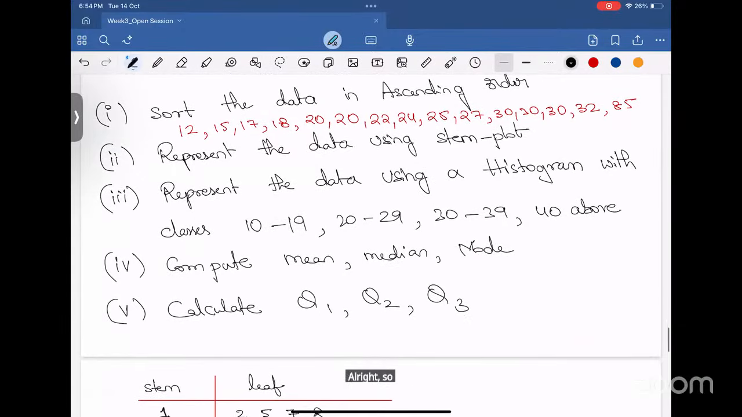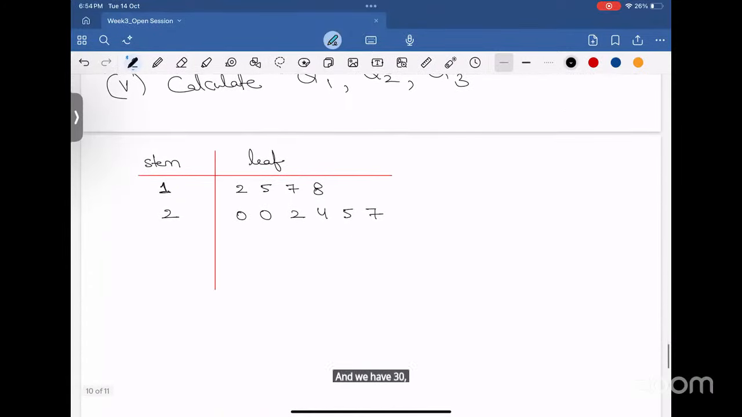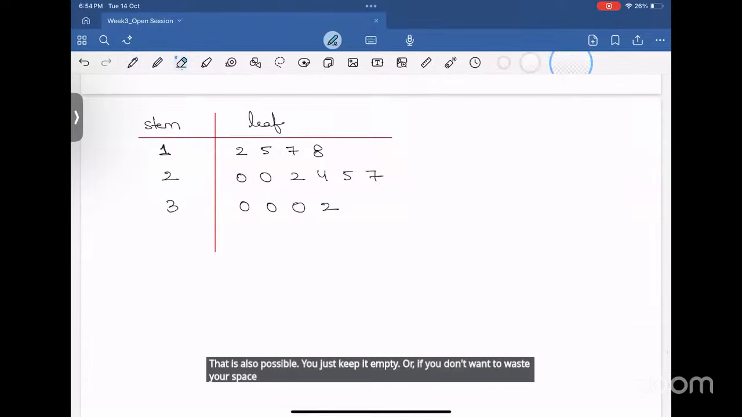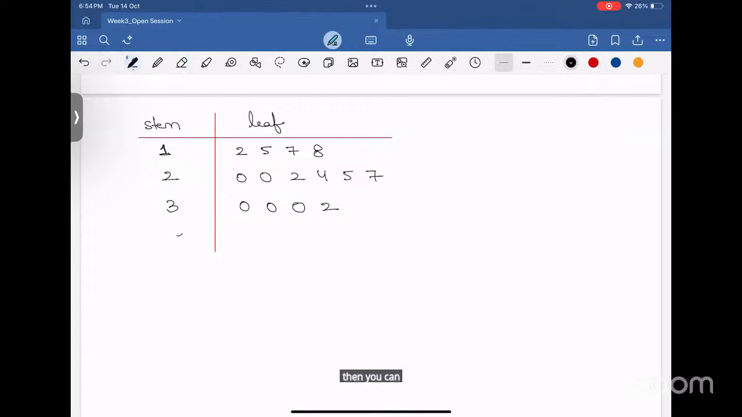Right, so then in 30s, the stem is 3, and we have 30, 30, 30, 32. So 0, 0, 0, and 2 will go in leaf. That's it. So 0, 0, 0, 2. And you can write 4 and just keep it empty. That is also possible. You just keep it empty. Or if you don't want to waste your space, then you can directly write 8, and there is 1 point. Okay. So this is the stem plot. That's all this.